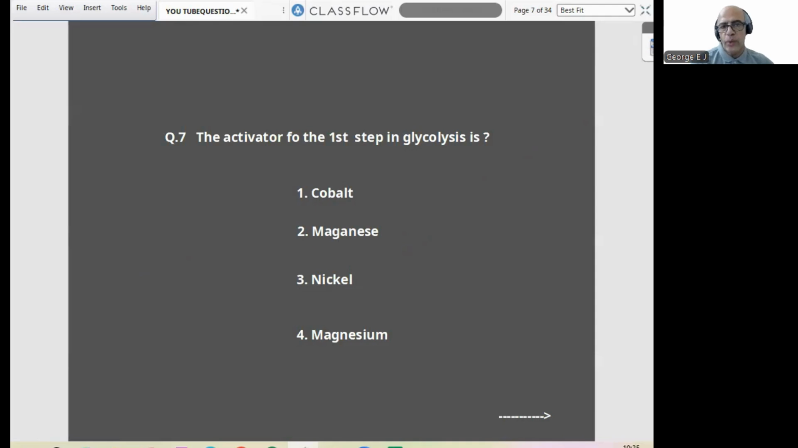Next one, the 7th. The activator for the first step in glycolysis is? So which is the first step in glycolysis? Glucose is converted into glucose 6-phosphate. The enzyme is hexokinase, and the activator is magnesium. Option 4.